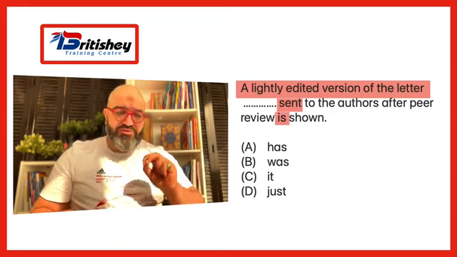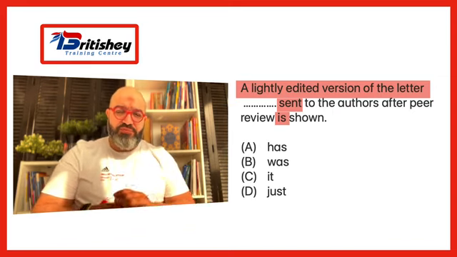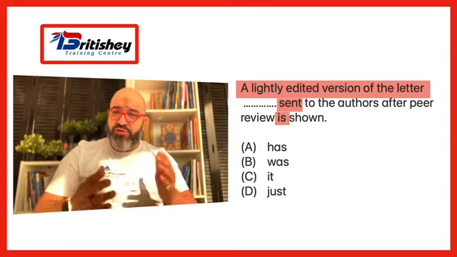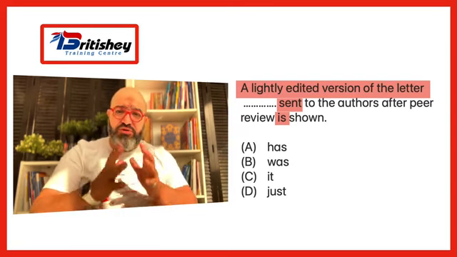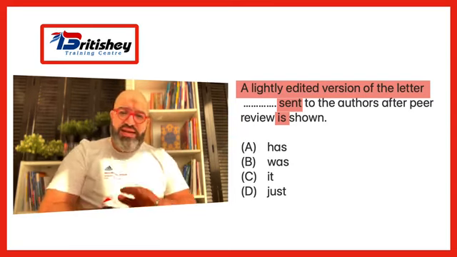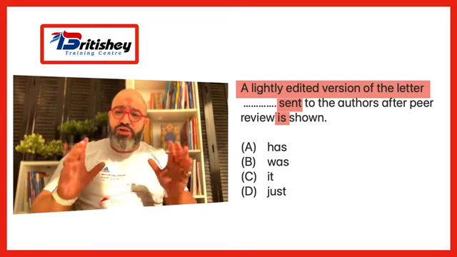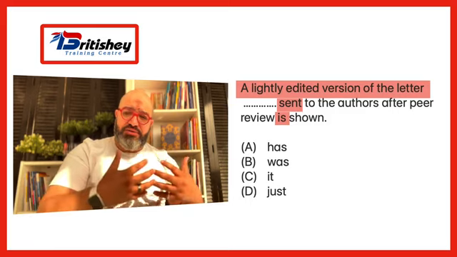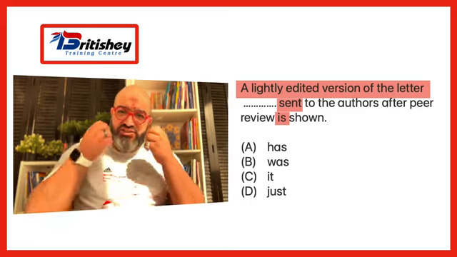Oh my God, we've got a verb here, which means that we can't have two verbs in one sentence without a connector. So we've got is shown, and now sent cannot be a verb. So the only option is to make sent a past participle used as an adjective.